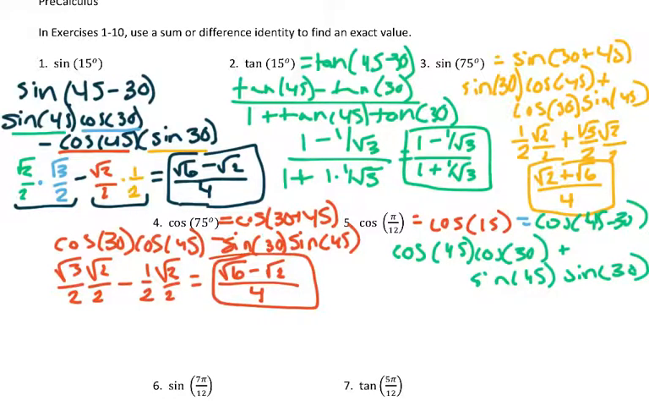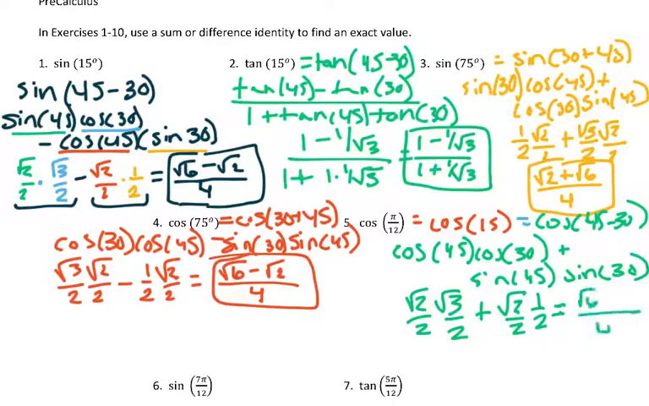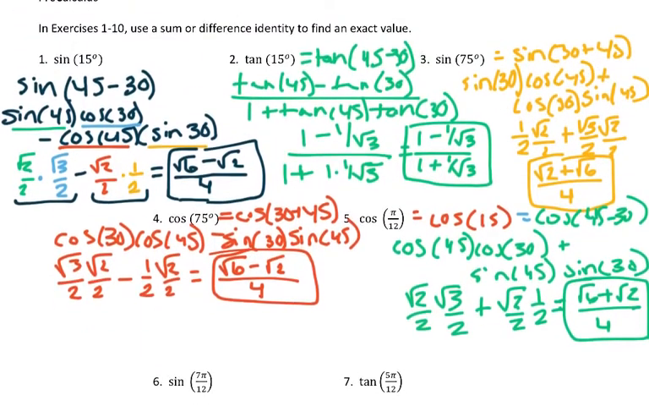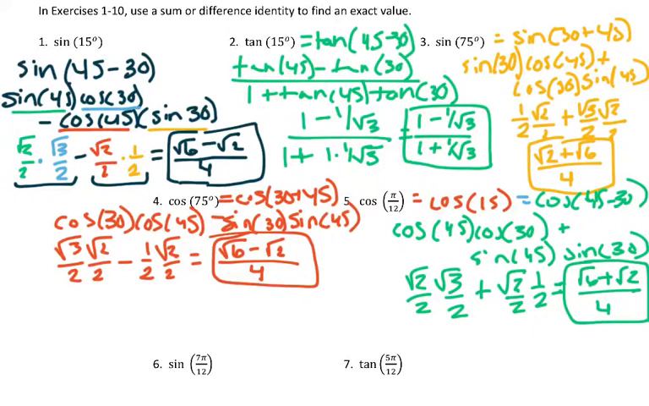So cosine of 45, one more time, is square root of 2 over 2. Cosine of 30 is square root of 3 over 2. Sine of 45 is square root of 2 over 2. And sine of 30 is a half. So we're going to get square root of 6 over 4 plus the square root of 2 over 4. So it looks like sine of 75 is the same as cosine of 15.